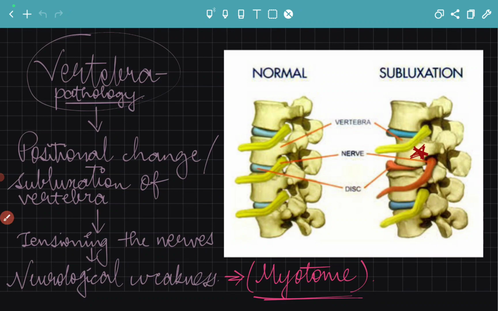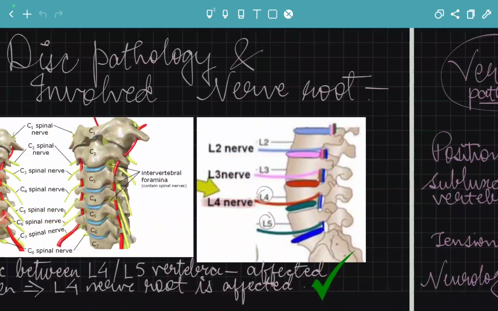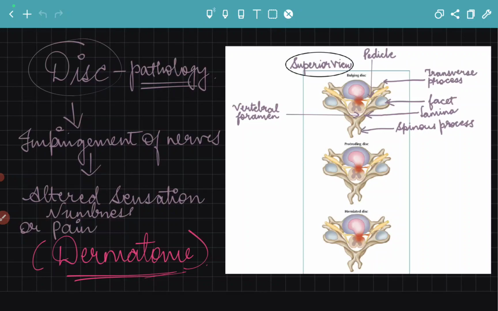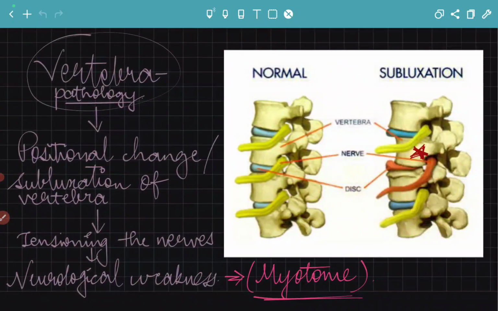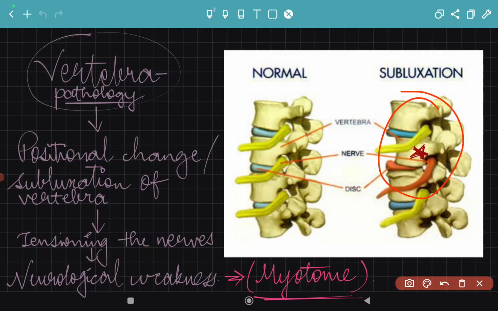And also we came to know that the disc can cause pain. Disc pathology can cause pain or altered sensations or numbness because the dermatome is involved in that part. But if there is neurological weakness, then the problem may be with the vertebra, where we need manipulation or mobilization of that particular vertebral region. If that is corrected, the entrapped nerve will have room as it had previously and will function properly. And the neurological weakness will eventually subside.